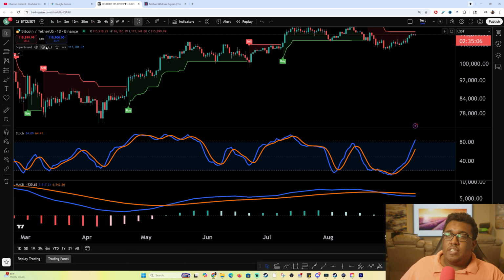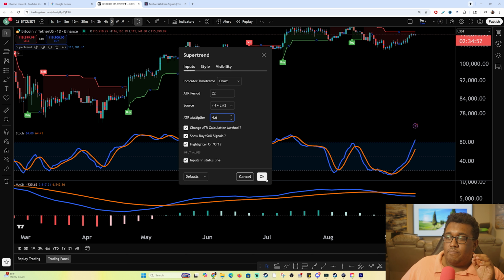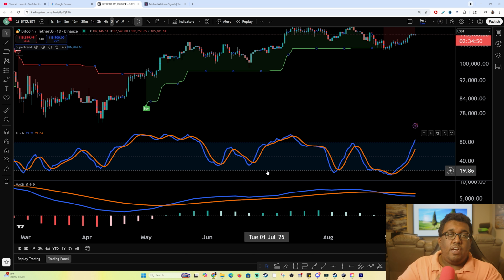Next step, go over here to the settings for the Supertrend indicator, and you're going to change 2 things here, all right? You're going to find the ATR period and change that from 10. I want you guys to move that to 22. For the ATR multiplier, instead of using 3, I want you guys to use 4.6. And these are all the indicators that you guys are going to be using.